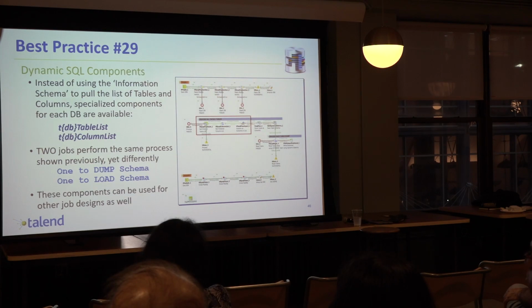I can't change the data type, I can't change the length, I can't mess around with it a little bit. So I like more control, so I like the information schema method, but if you prefer, you can use the DB table list and column list components. So, two jobs. And I can get samples of these jobs to our Talend customers.